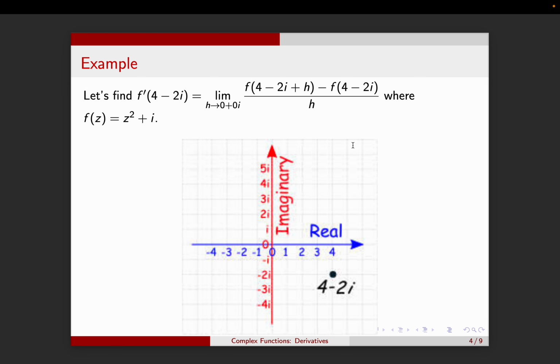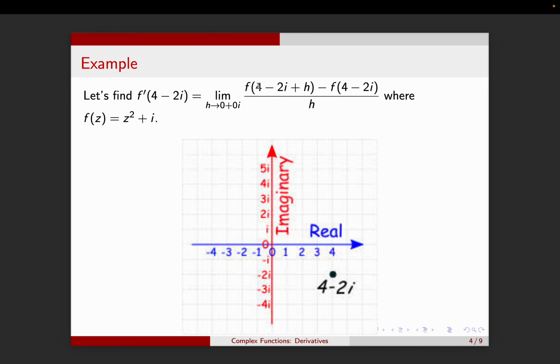So let's think about finding the derivative of a function at a particular number for this function, z squared plus i. And let's think about f prime of 4 minus 2i. So the definition from the previous slide makes us write down this: f of 4 minus 2i plus h minus f of quantity 4 minus 2i, all over h.